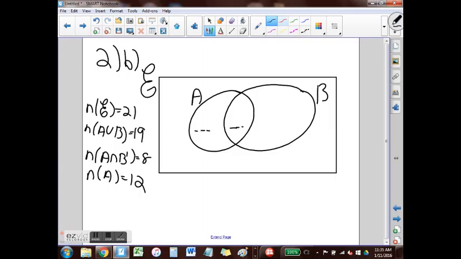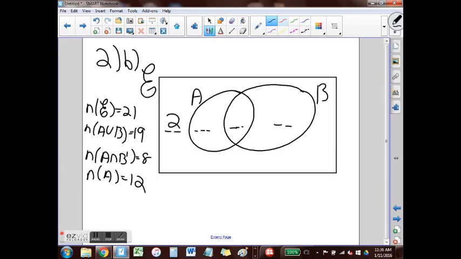Okay. I see. So the first thing we can start with, the easiest one, is finding out the number on the outside. That's 2. Because the universal set is 21 numbers. So there are 21 numbers in this entire thing. But A union B is everything inside of here. So if A union B is 19, that means there's only 2 numbers that are outside of A and B. So that's why this here would be 2.